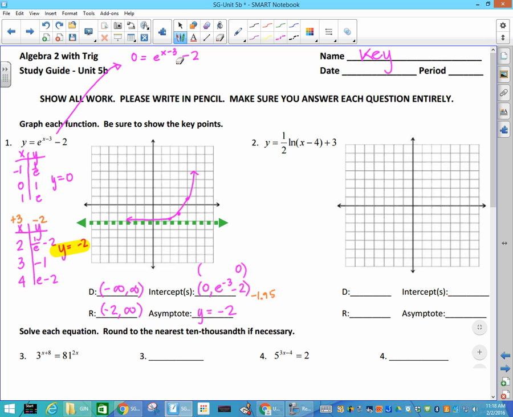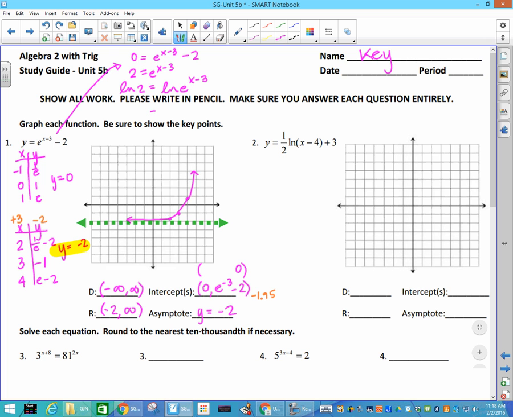This is a good warm-up for what you're fixing to do on the next problems, but it's really important for you to understand how to find the x and y-intercepts. So I'm going to take my 2 over by adding, so 2 equals e to the x minus 3. And then if I'm trying to solve for the variable in the exponent, I'm going to take the ln of both sides. So ln of 2 equals the ln of e to the x minus 3.